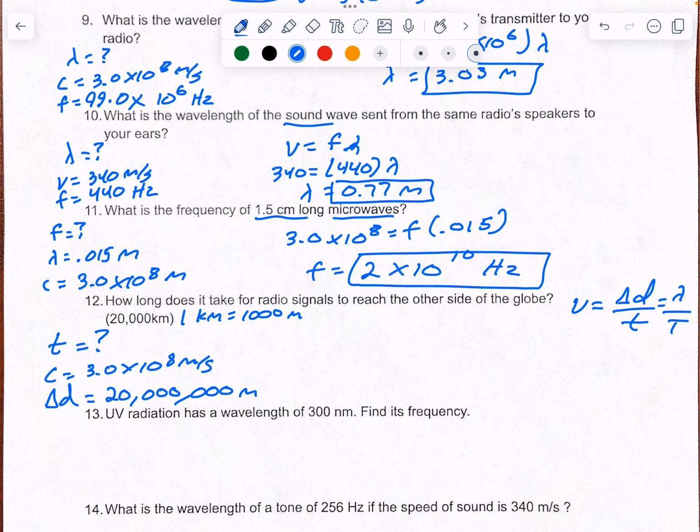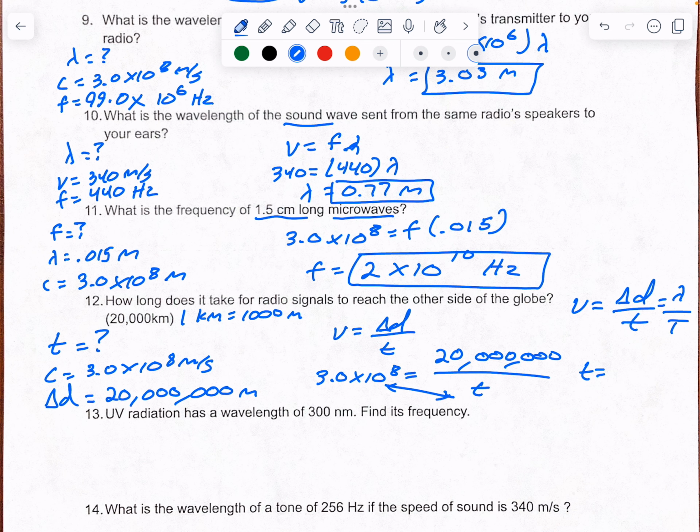So we're just going to basically do V equals D over T. So 3.0 times 10 to the 8th is your velocity. Distance is 20 million meters. And t we don't know. That's what you're looking for. Remember, if there's a variable on bottom, just switch those two. So 20 million divided by 3.0 times 10 to the 8th. That means it only takes 0.067 seconds for a signal to get across the globe. Pretty nuts.